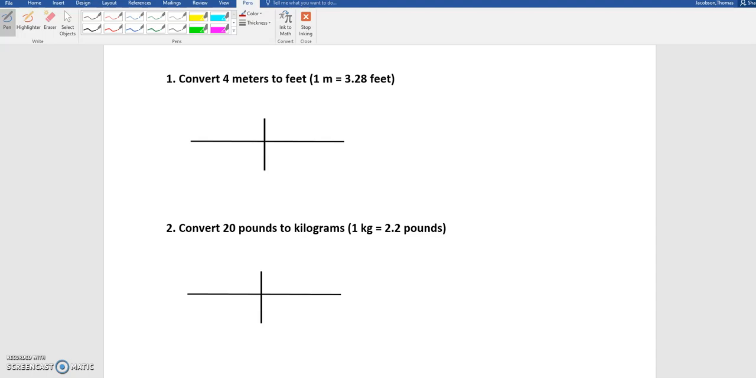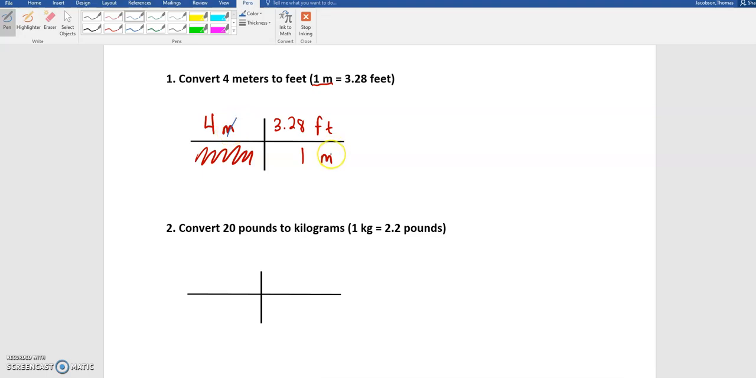And in this way, whatever you're given, in this case 4 meters, that goes on the top left. Nothing goes on the bottom left. And then what you want to do is you want to say, I want to know how many feet are in 4 meters, just like we did earlier. So I'm going to put feet up here, and I'm going to put meters down here. And this is where you put your conversion factor. So I know that 1 meter is the same as 3.28 feet. And what we can realize is that the meters are going to cancel out, just like in a fraction.